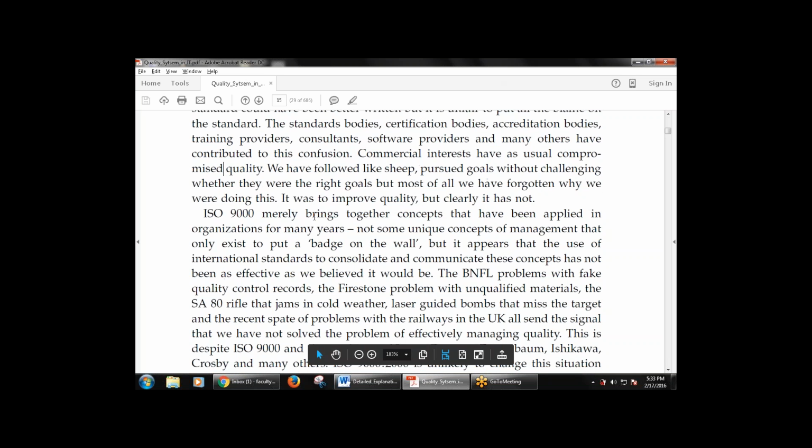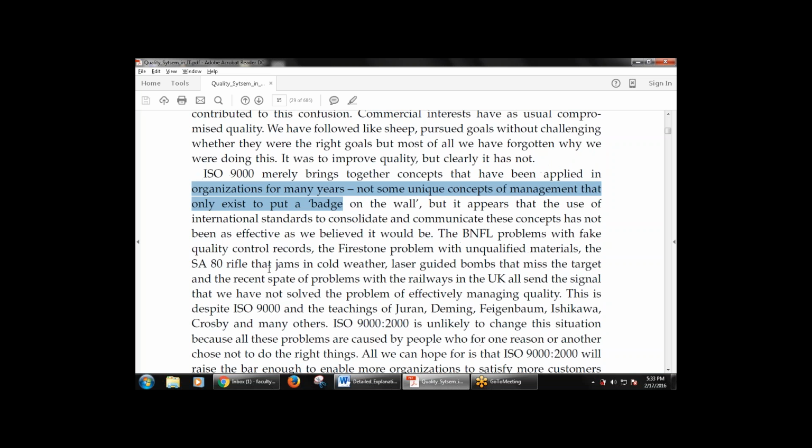Now, ISO put together concepts that have been applied in organizations for many years. It is not some unique concept of management that only exists to put a badge on the goal. Whatever the badge, the ISO 9000 standard uses concepts applied in organizations for many years. But it appears that the use of international standards to consolidate and communicate these concepts has not been as effective as believed it would be.